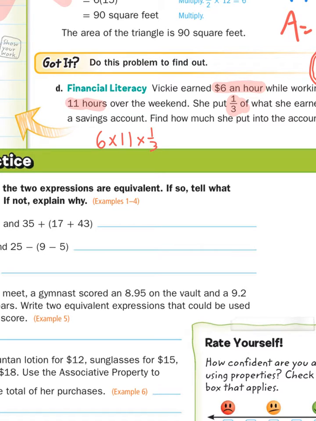Now, your goal for this one is to use one of the properties to solve this, do it mentally, and solve it in an order that works for you. There's some numbers that are nice, there's some numbers that aren't. So pause the video, see how you solve it mentally, and restart it when you're done. Go.